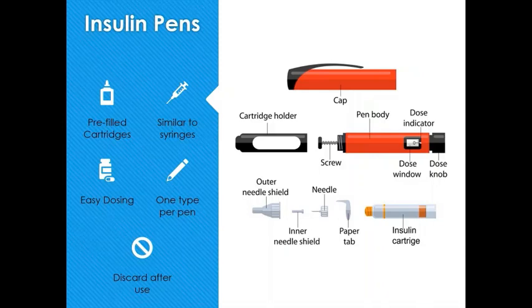Pens can be stored in the refrigerator, but can also be stored at room temperature for up to 28 days. It is good practice to leave the pen you're currently using at room temp and store the rest of the box in the fridge until needed. Always remember to inject any kind of insulin at room temperature.